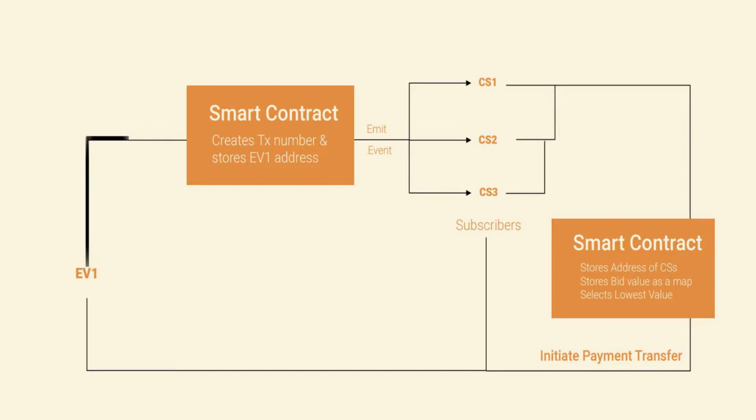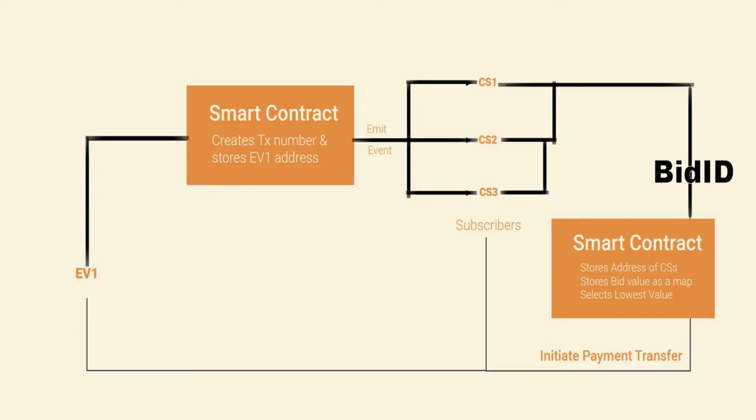The EV sends this request to the smart contract, and the smart contract returns to the EV an auction ID, and also sends out an event letting nearby CSs know that there's a new auction open. The CSs, upon getting notified about this new auction being opened, send their sealed bid, which is a hashed version of their price and is stored in the smart contract. They in turn get a bid ID.